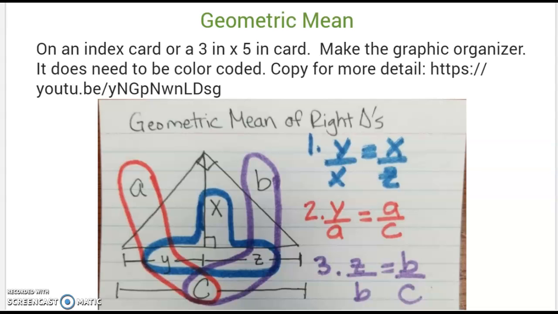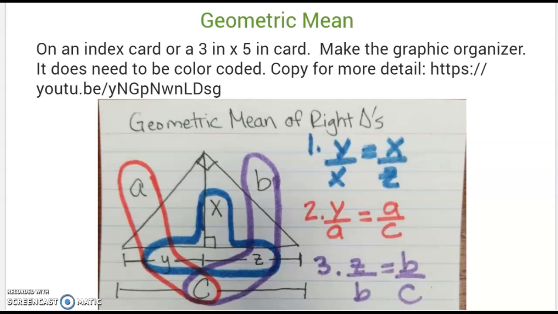So today we're going to talk about the geometric mean. On an index card, or a 3-inch by 5-inch card, you want to make this graphic organizer because you're going to be handling it a lot. It does need to be color coded, so you can pick your 3 most favorite colors.